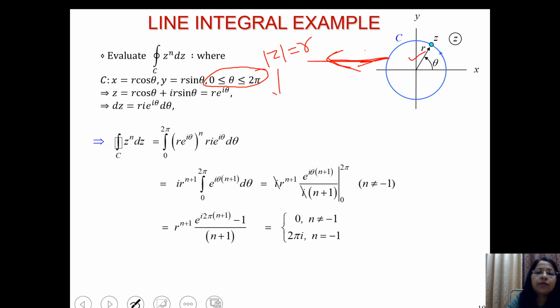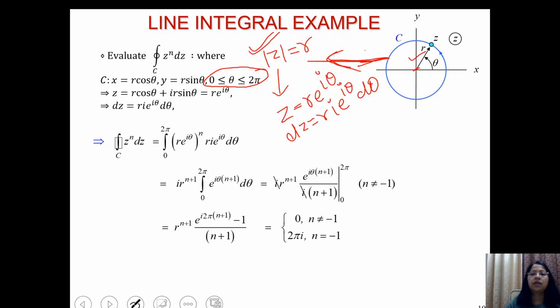So if I remove this mod from the left-hand side, I would write this as e raised to the power iota theta into small r, right? So remember this: the equation of a circle is always mod z equal to r, with the center at the origin. So dz becomes r iota e raised to the power iota theta d theta. Accordingly, we will substitute the values in the integral.